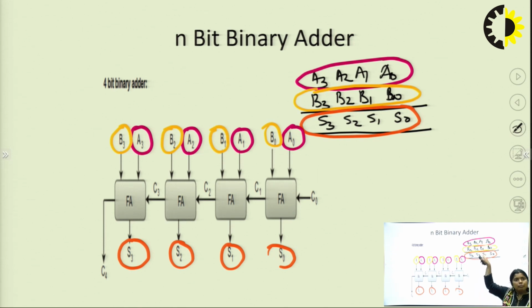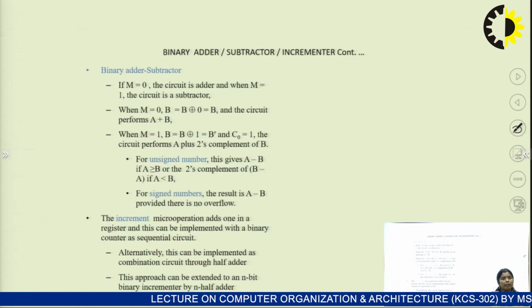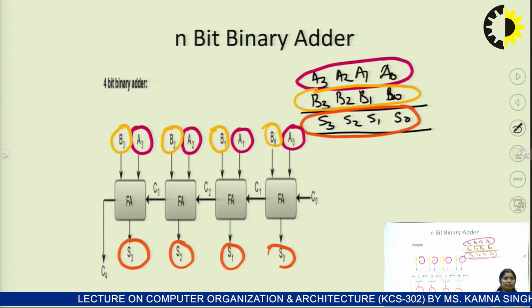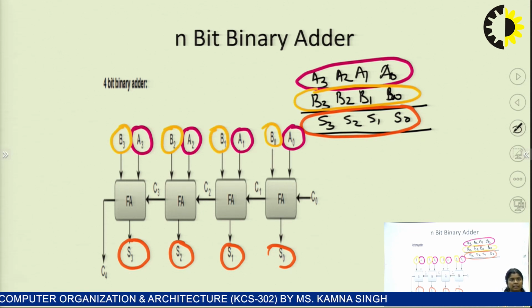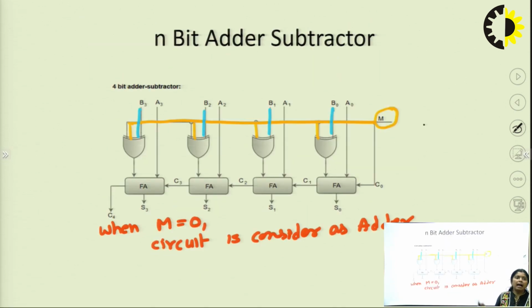After that, A0, B0 will be added and S0 will be generated, and A1, B1 will be added and S1 will be generated, and so on. This is an example of the n-bit binary adder. Now, this particular circuit is only for addition. If we require that this circuit behave as both an adder and a subtractor, in this example we are taking the n-bit adder subtractor.